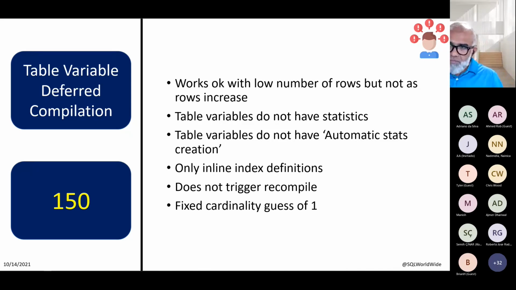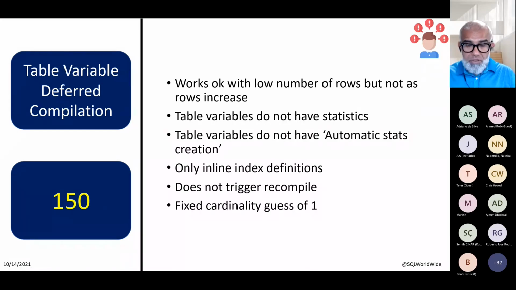And with table variables, there are other restrictions, which I'm not going to go through. If you do not know, look it up. There are no auto statistics on a table variable, and there are other restrictions also. You cannot create an index; you can only create one when defining the table variable. With this feature, the compilation will be deferred, and it will be the same as a temp table.